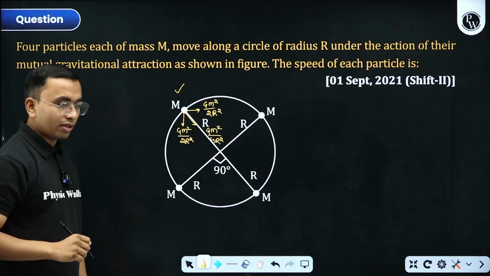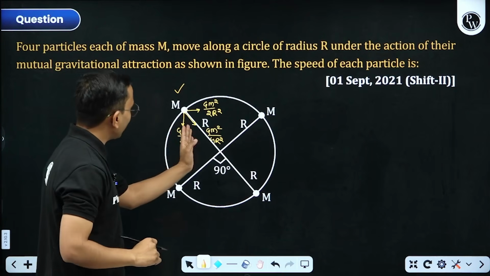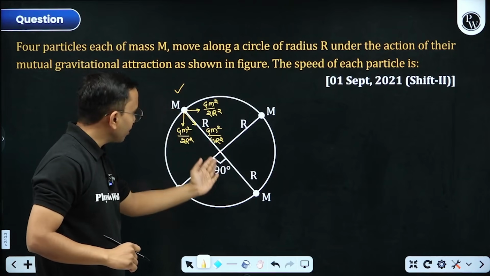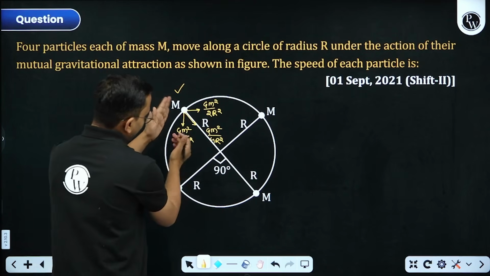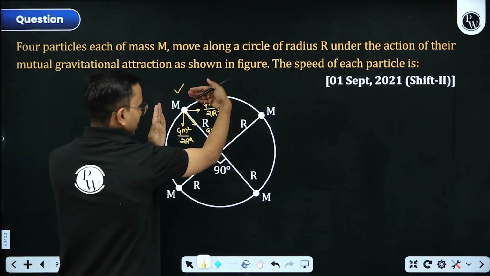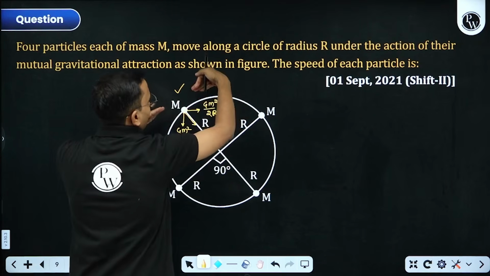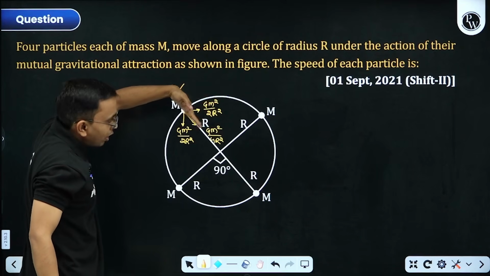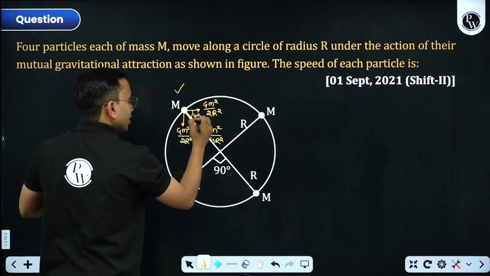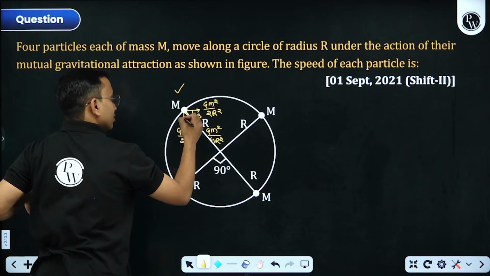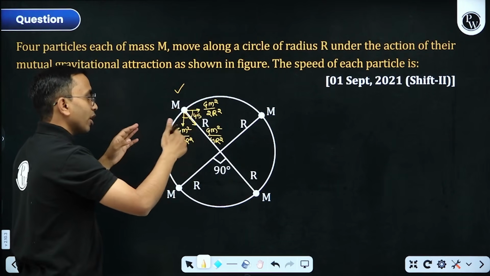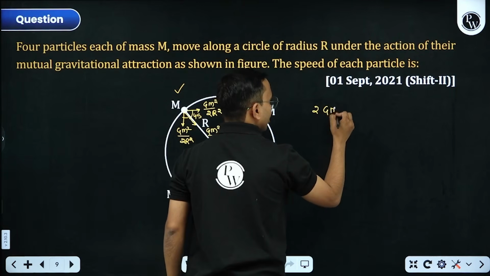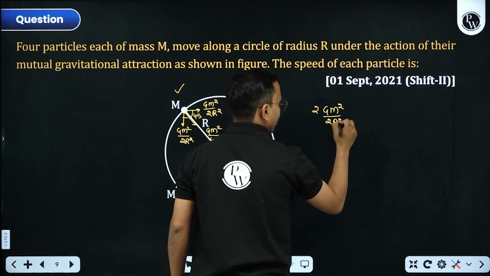Now I need to take the resultant of this. If you see, the resultant of this force will be coming along the diameter only, or along this diagonal only, isn't it? Why so? Because the two components of these two forces along this will add, perpendicular components will cancel. So I'll take this component of gm square by 2r square along this. How much is this angle? 45. Similarly, this component along that. This is also 45. So the resultant of these two will be 2 gm square by 2r square cos 45.